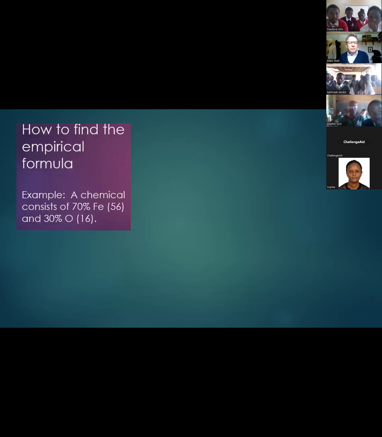So here's a question. A chemical consists of 70% iron and 30% oxygen, and the RAMs are 56 and 16. Okay, simple. I've got to tell you that now here in this part of the UK, it's not only thundering, but it's also snowing, which is great.